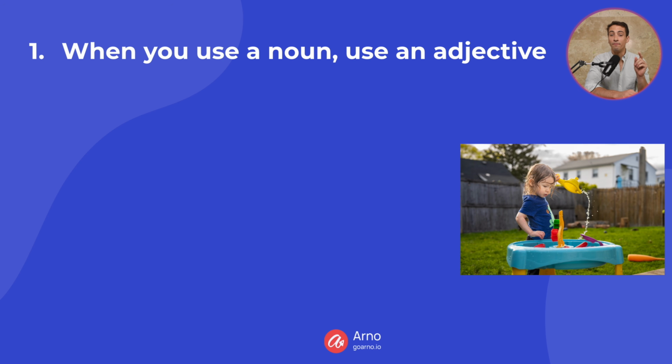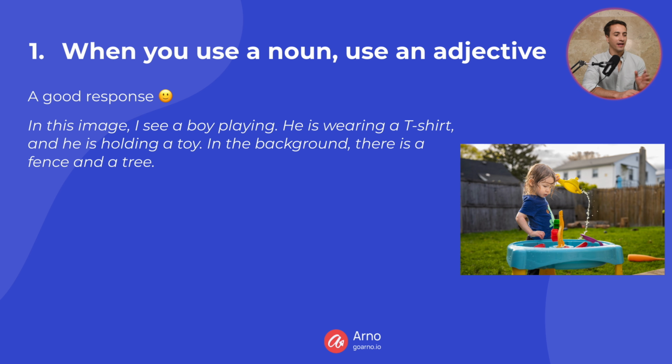Trick number 1. When you use a noun, use an adjective or several adjectives. Here's an example of a good response to describe this image here. In this image, I see a boy playing. He is wearing a t-shirt and he is holding a toy. In the background, there is a fence and a tree.